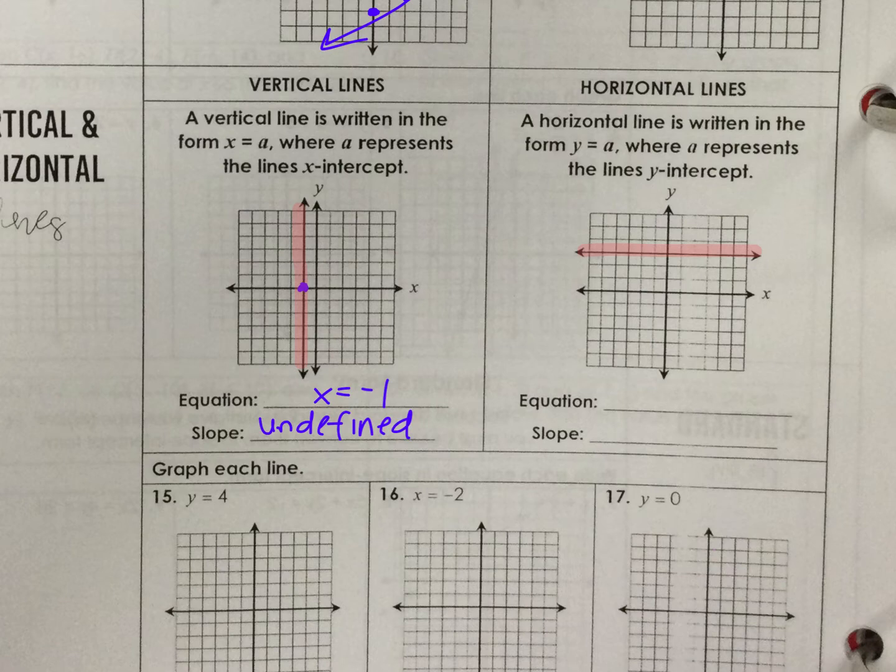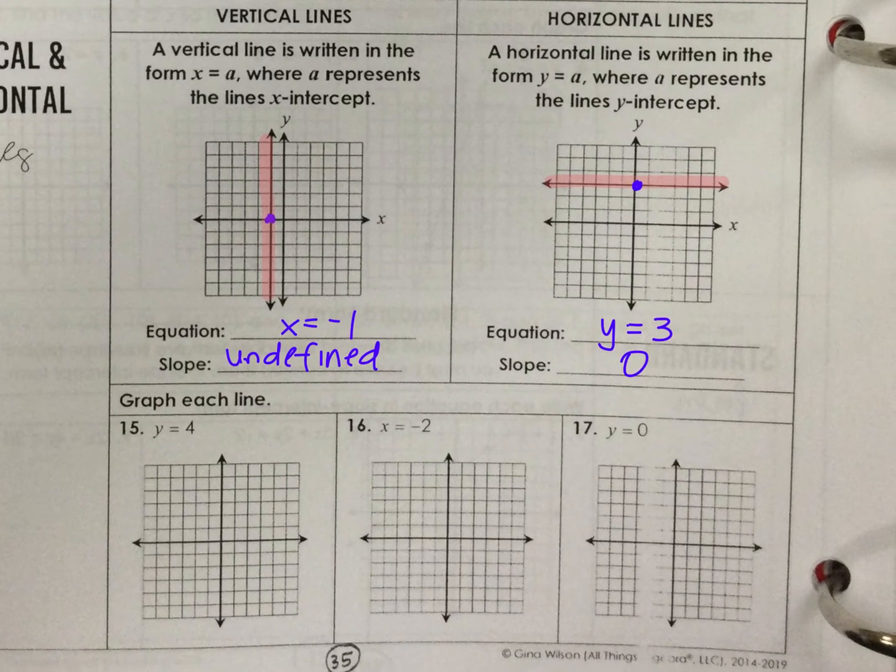So this next one, this line started right here, so that would be on the y line. It started at 3. And when it's straight across, it has a slope of 0. So I would like for you to use that information to graph number 15, 16, and 17. Remember, if it's a y, your line is going to end up going side to side. And if it's an x, your line's going to end up going up or down. When you're done, flip over to the next page.